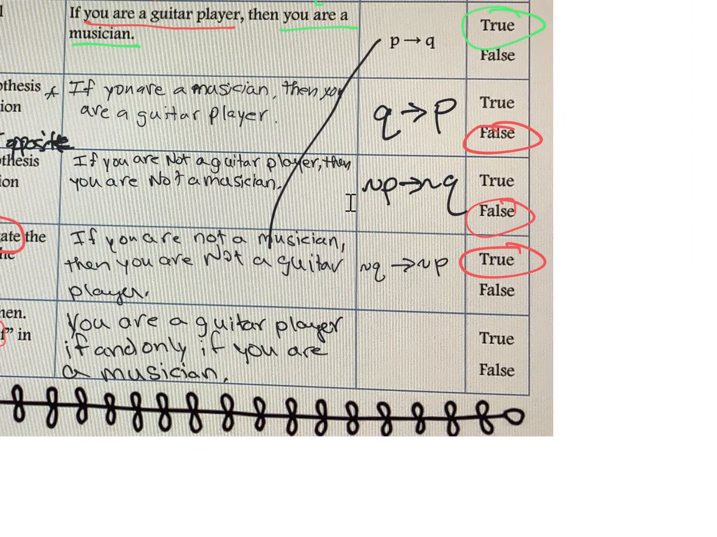So it does not have a statement, and this would actually be a false statement. Your if and only if statement is when you have everything either true or everything false. So your truth values all have to be true for a biconditional statement, or your truth values all have to be false.